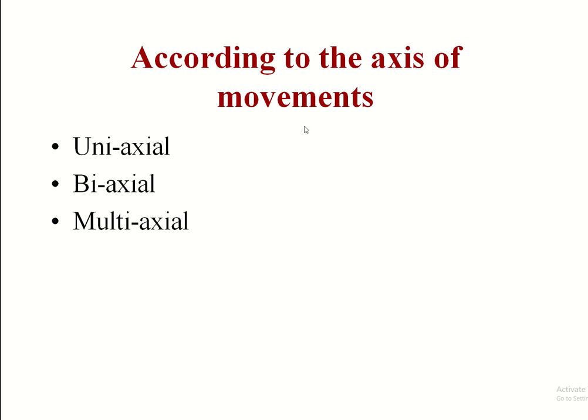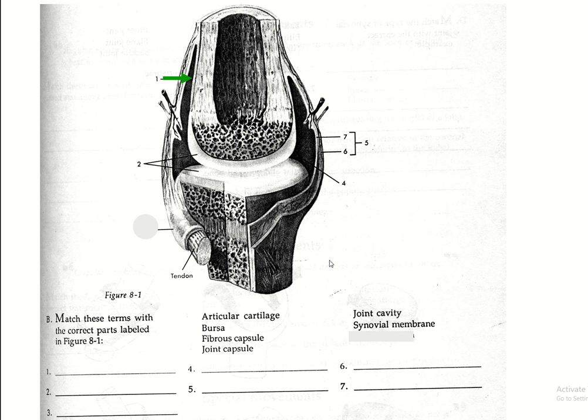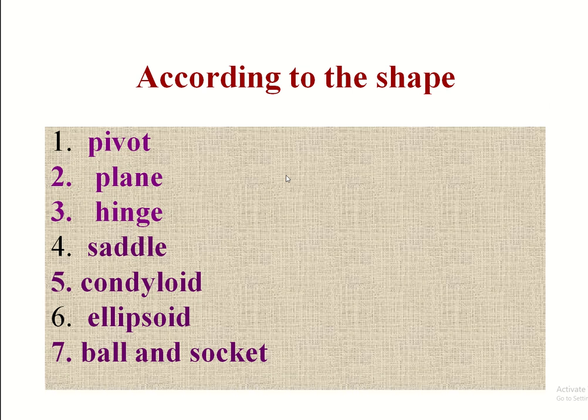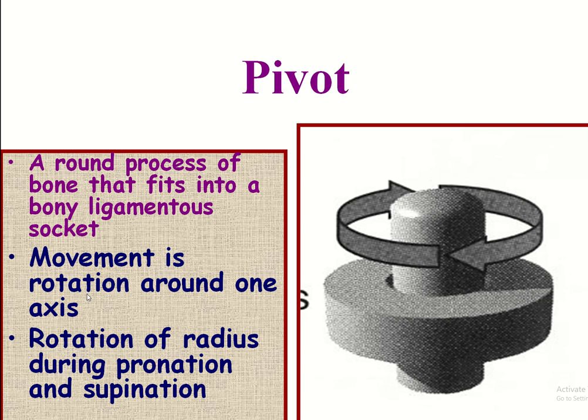And according to the axis of the movement, it is uniaxial, biaxial, multiaxial. Uniaxial joint examples: pivot, plane, hinge; biaxial: saddle, condyloid, and ellipsoid; and multiaxial: ball and socket. According to the shape of the articular surface, joints are pivot, plane, hinge, saddle, condyloid, ellipsoid, and ball and socket.